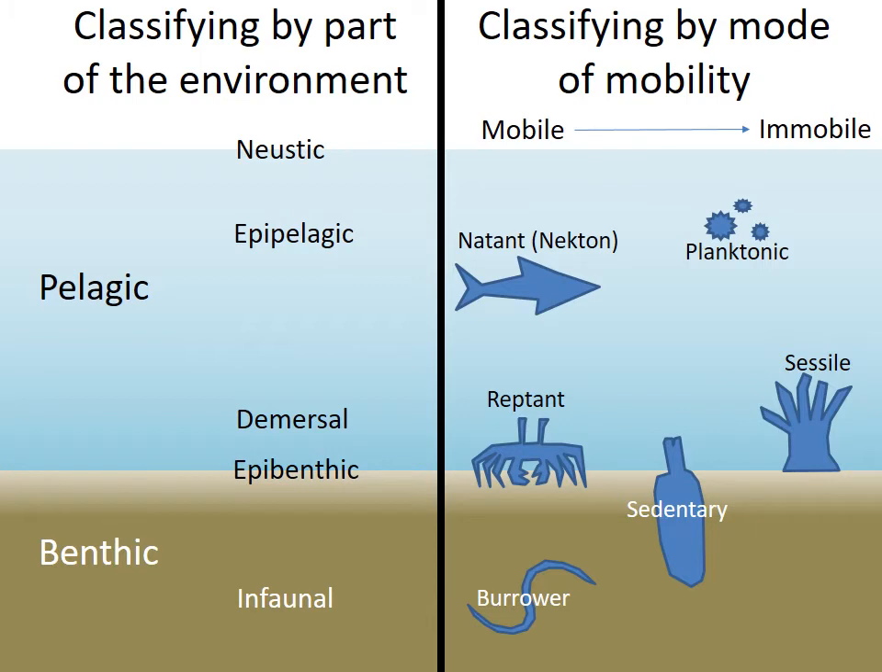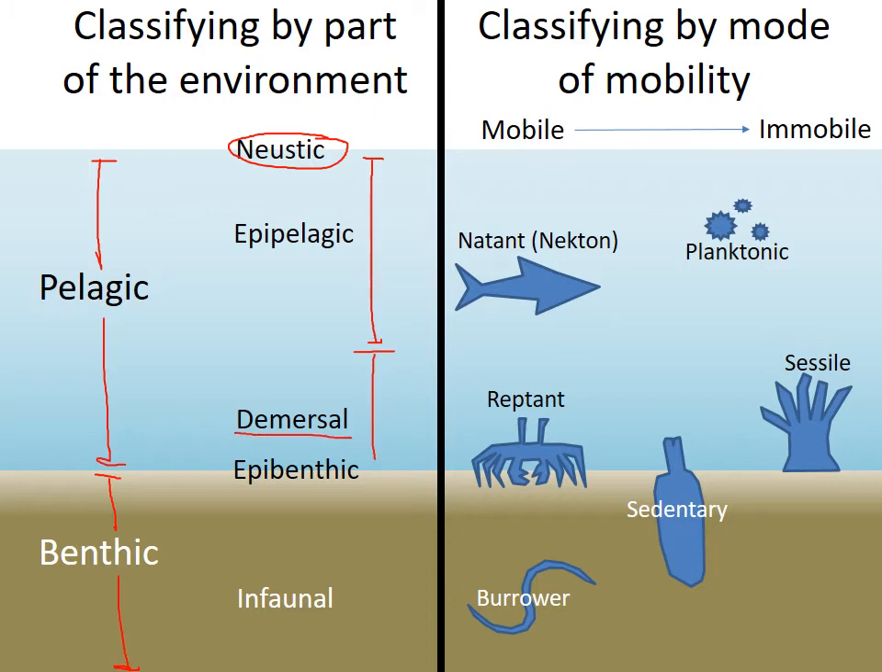Sometimes pictures help with these classifications. So I've got 2 panels to this slide here. The left panel shows the parts of the environment that we might classify continental shelf organisms according to. So if you are in the water column, you would be a pelagic organism. If you're on or in the sediments, you would be a benthic organism. But there are subdivisions within those environments as well, like the very surface of the ocean, you'd be neustic, that's the neuston. Surface of the pelagic environment you'd call epipelagic. If you live in the water column but near the bottom and in association with the bottom, you're called demersal.